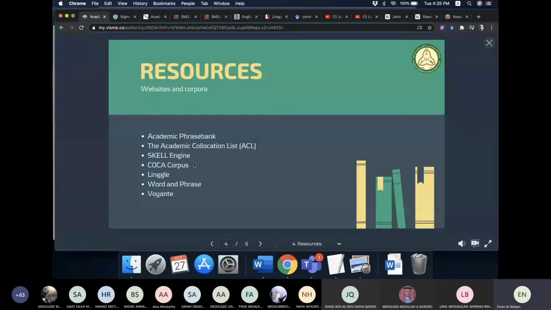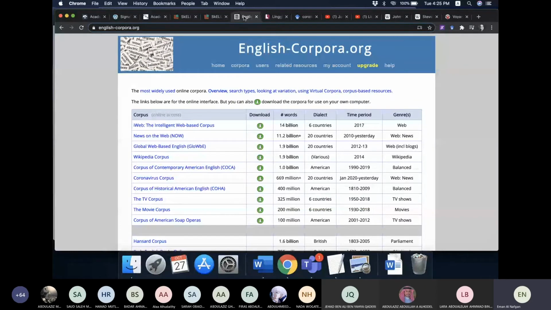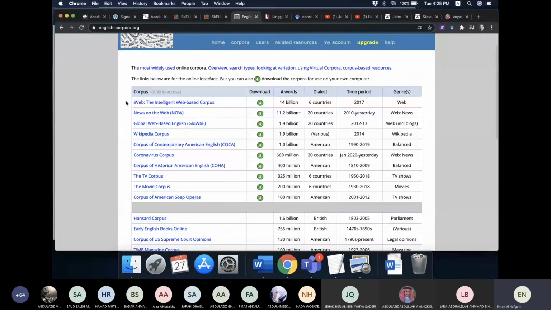Okay, so we looked at Sketch Engine. Now, this is my personal favorite, COCA. The English corpora were developed by Mark Davies in Utah at Brigham Young, and he has a lot of corpora to look at. He also has one on coronavirus corpus. We'll go back to it if we have time at the end.